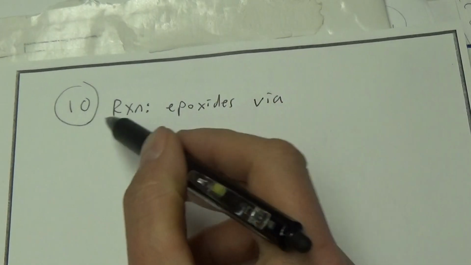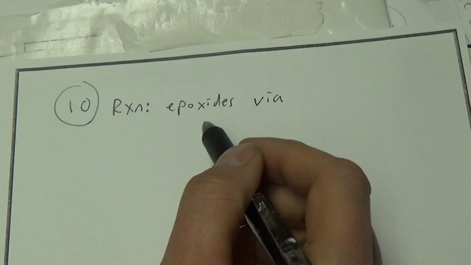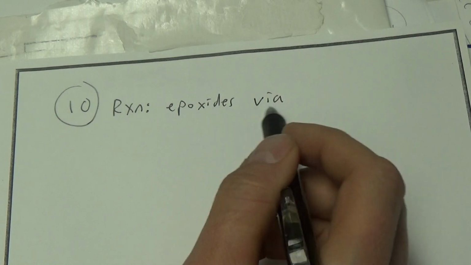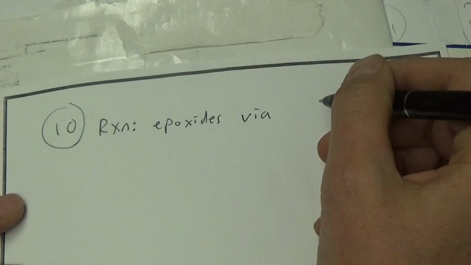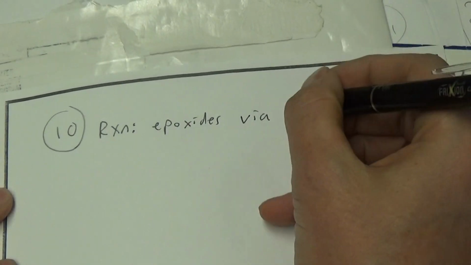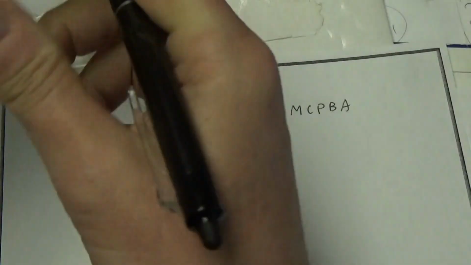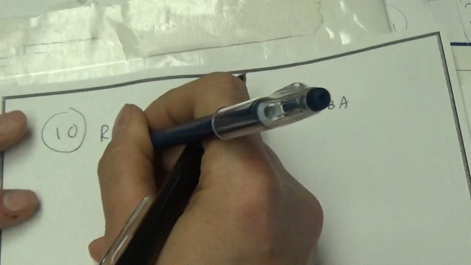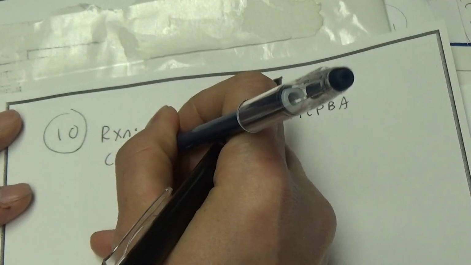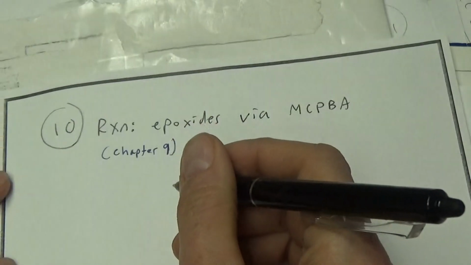Alright, so number 10 is a reaction that you guys already learned about, which is making epoxides via a special reagent. Remember the special reagent? 5 letters? What are the 5 letters? It was MCPBA. The book doesn't talk about that in chapter 9, but we talked about it in chapter 9. So you already know about this. I'm just going to show it again, but I'm not going to review all the mechanism.